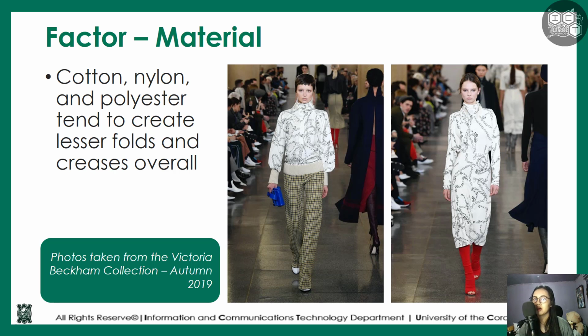So for example, the normal things that we wear in our everyday lives or even in our casual lives: cotton, nylon, polyester, they tend to create fewer folds and creases overall, regardless if you have them on your full or on your joints or even the fit of it. You can still have fewer creases on it compared to other types of material. So you can see that very much around the top right here and of course the dress.